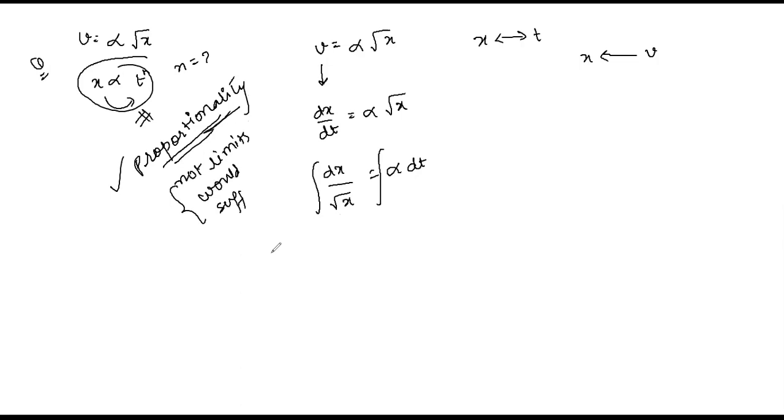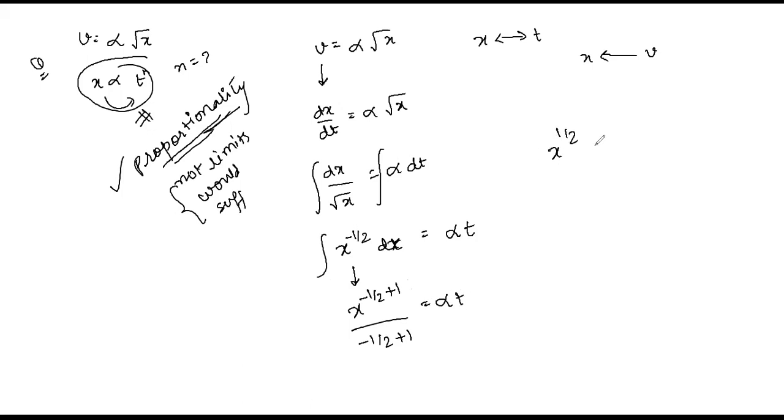We can take this as x power minus 1 by 2 dx is equal to alpha into t. Absolutely correct, Monica. Now, integration of x power minus 1 by 2 should be x power minus 1 by 2 plus 1 upon minus 1 by 2 plus 1. Am I correct, Monica? Yes, sir. So you have x power 1 by 2 is proportional to t.